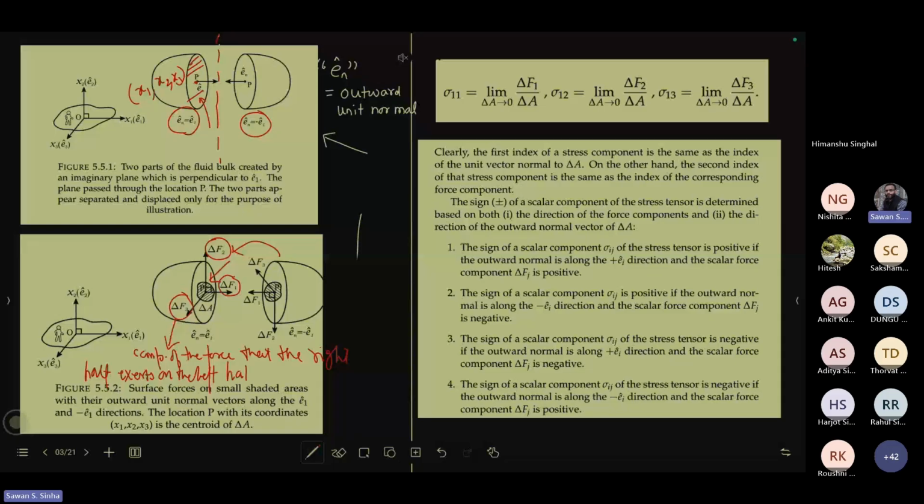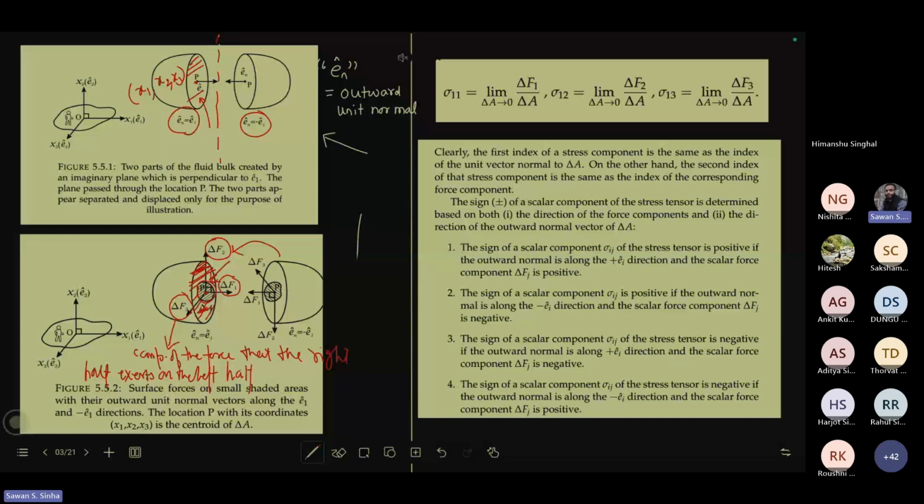Mind you, the right half exerts the force on the left half everywhere. Wherever there was contact, it would exert forces everywhere. In general, that force system will be a distributed force system, and it will change with location. The force here will be different from force here. I am focusing at point P, and I am taking a small area around P, and it is reasonable indeed that we say that on that small area, the distributed force exerted by the right half on the left half would be uniform.